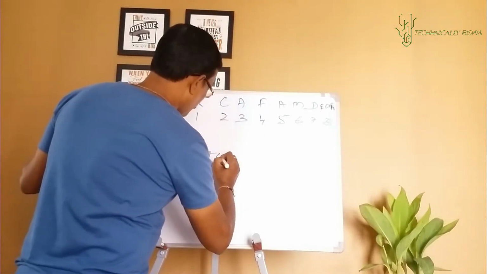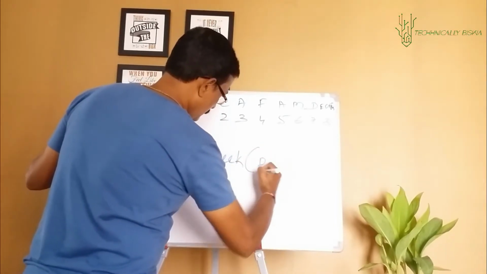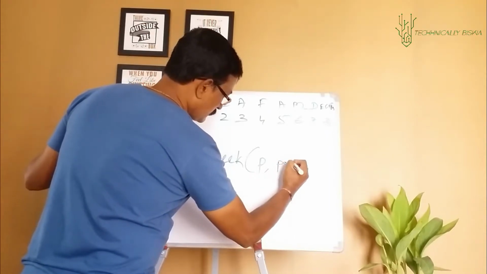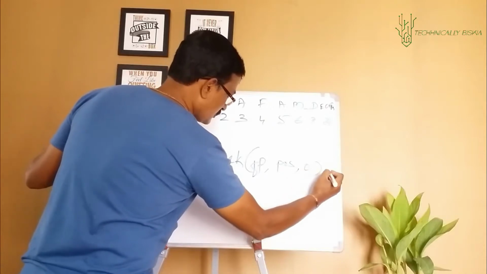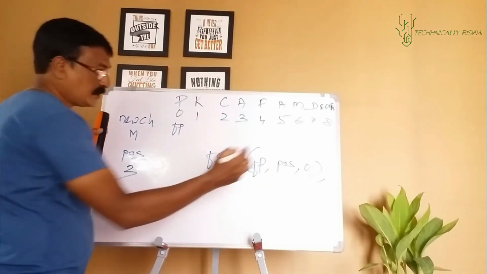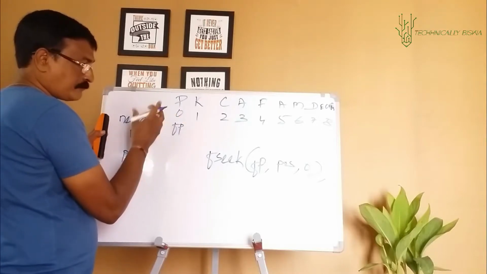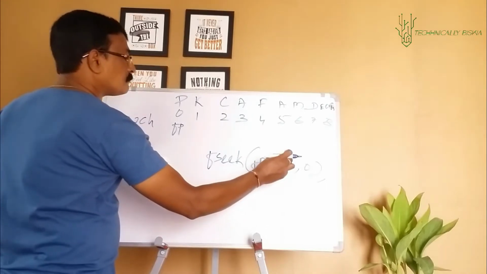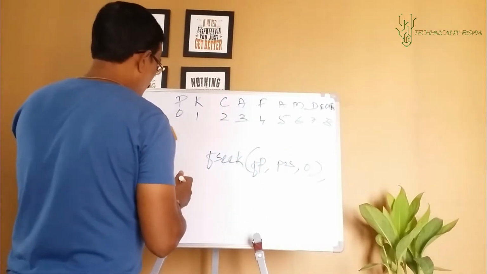What is the fseek statement? fseek(fp, pos, 0). This is the statement which was there in the slide. 0 is for what? Beginning of the file. So from the beginning of the file my movement will start, and fseek will take me to pos, that is position 3. So fp moves here.